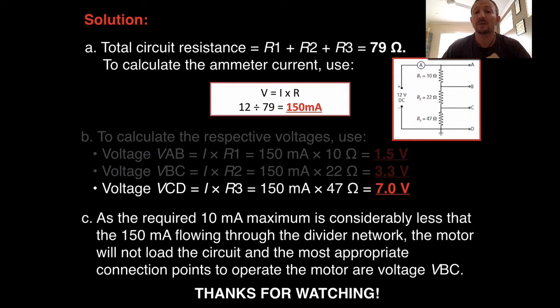Well, the best one's going to be VBC because it's 3.3 volts. So you're going to get maximum output there. You can't put it through AB because you're only giving out 1.5 volts, and 7 volts is too big. So 3.3 volts will be just about enough to go through a 3 volt motor. The current doesn't matter there because it's 10 milliamps. Okay, the overall current is a lot larger. So as you can see there.